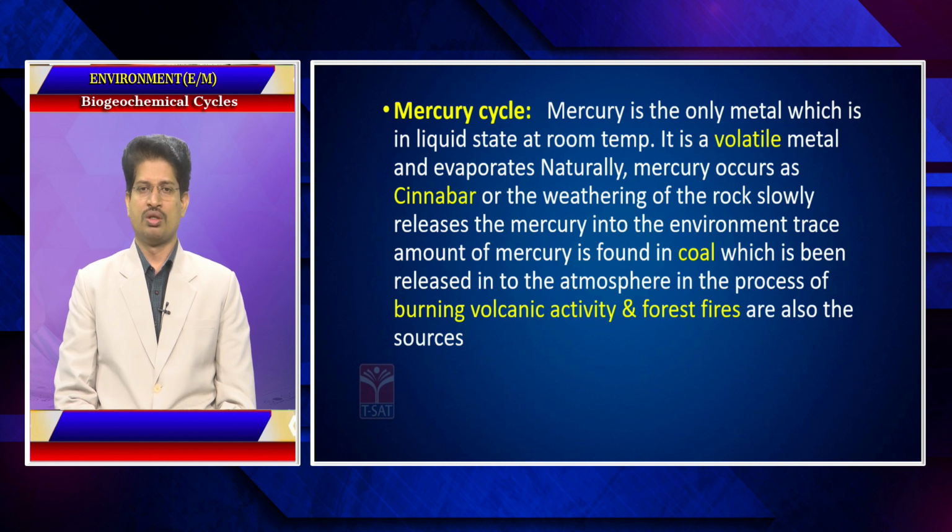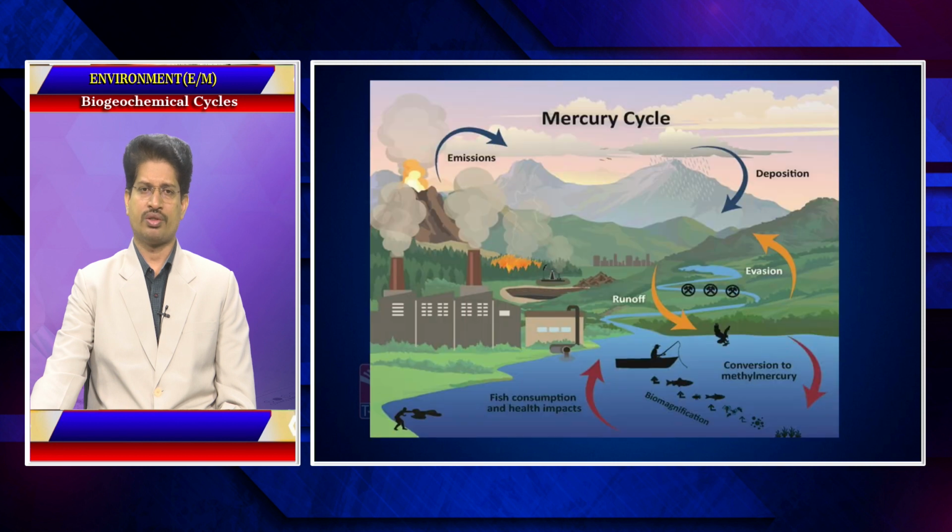Trace amounts of mercury are found in coal, which is released into the atmosphere in the process of burning, and in the case of volcanic activity and forest fires, mercury is released into the atmosphere. So, these are the different sources of mercury into the environment. Because of volcanic activity, and the weathering and erosion of rocks, mercury enters the environment, and when industrial effluents are released into the water, the concentration of mercury increases. So, when we eat aquatic organisms like fish, which are living in polluted water, might be an ocean or a river, the mercury slowly accumulates in living organisms, leading to biomagnification.